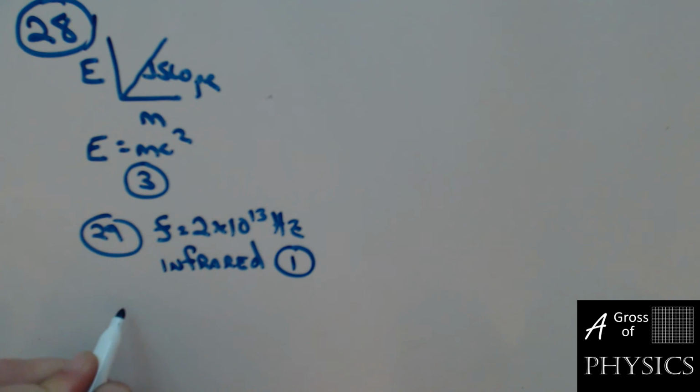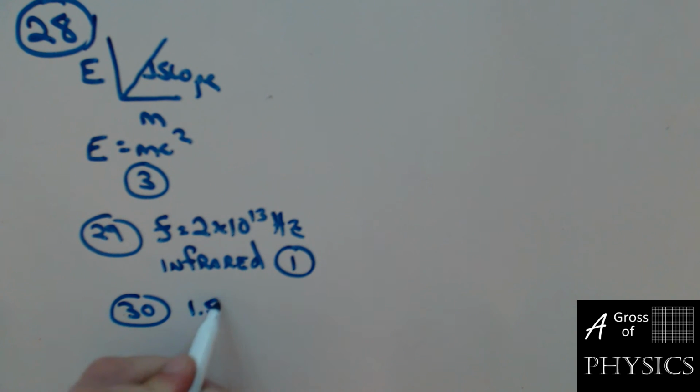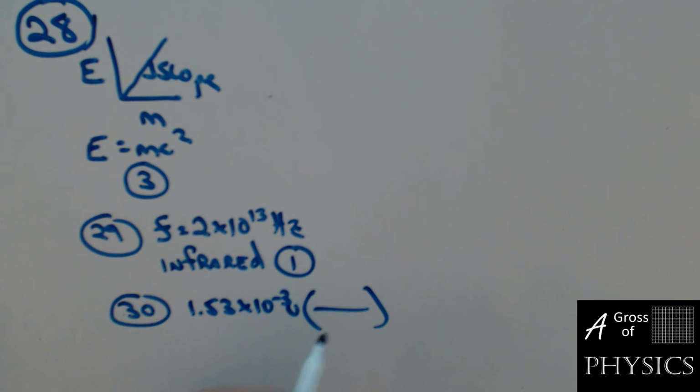1. All right, 30. I have a mass of 1.53 times 10 to the negative 3 u. We want to convert to energy. So 1 u is 931 mega electron volts. And if I multiply 1.53e-3 times 931, I get 1.424. And if I look, 1.42 mega electron volts is choice 2.